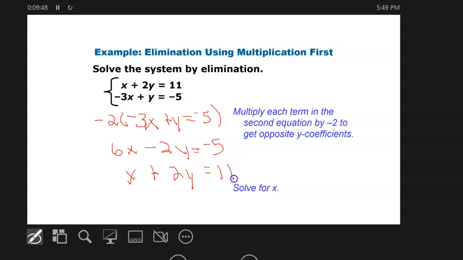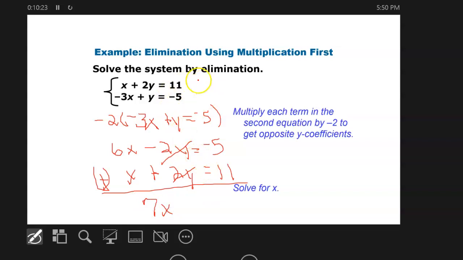Now when I look at this, I can see that my y variable, one of them is a negative 2, one of them is positive 2. So when I add these two equations together, those are going to cancel out. And this is what we're trying to do, is to eliminate. So I'm going to add those together, and I get 6x plus 1x, which is going to give me 7x.